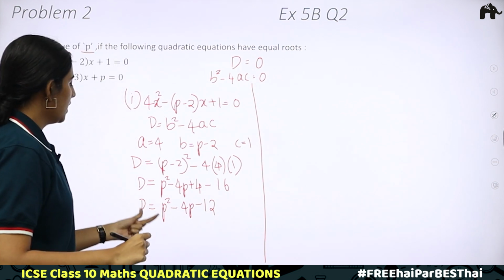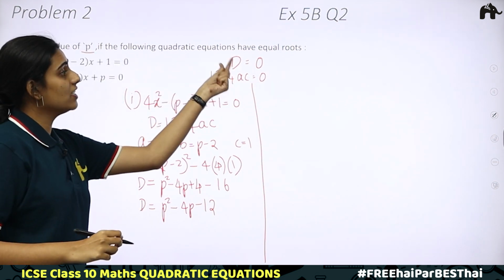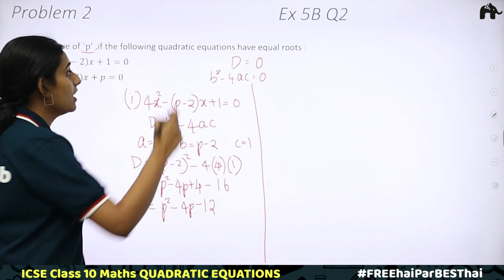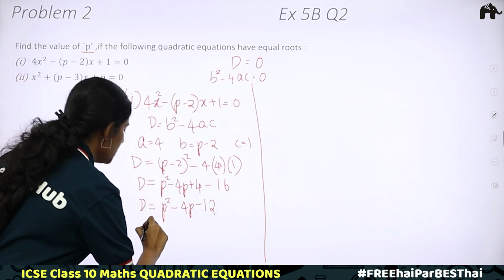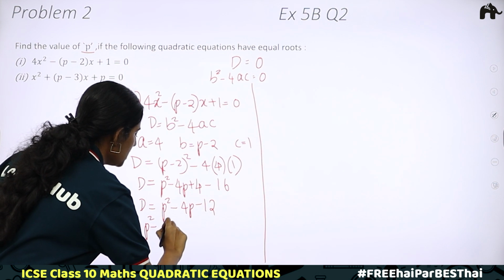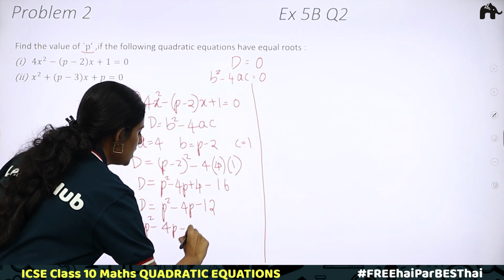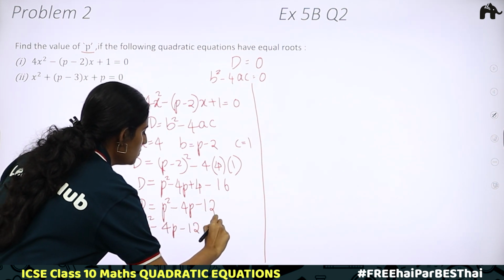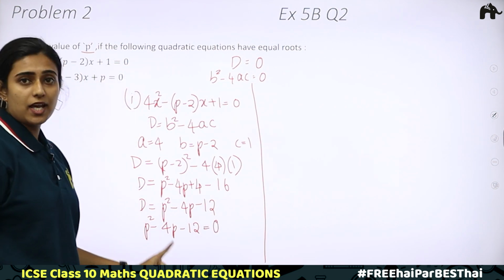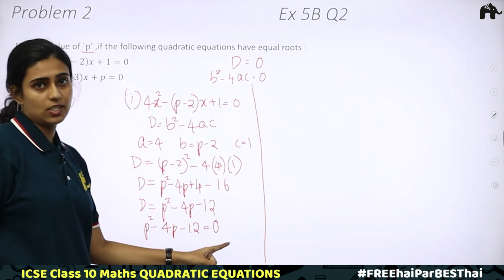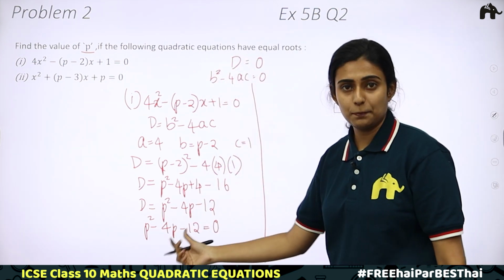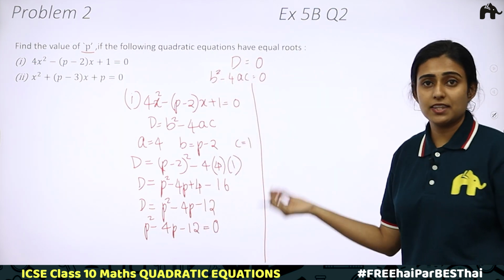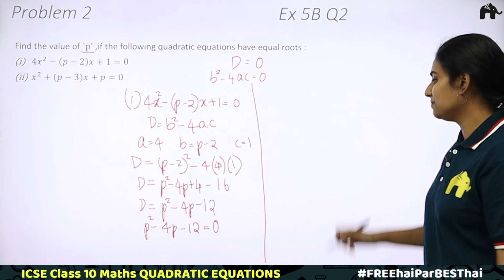Okay. Now, we have D is equal to 0 because we are getting equal roots, which means P square minus 4P minus 12 is equal to 0. P square minus 4P minus 12 is equal to 0. We need to solve for getting P. We'll use the method of splitting the middle term.